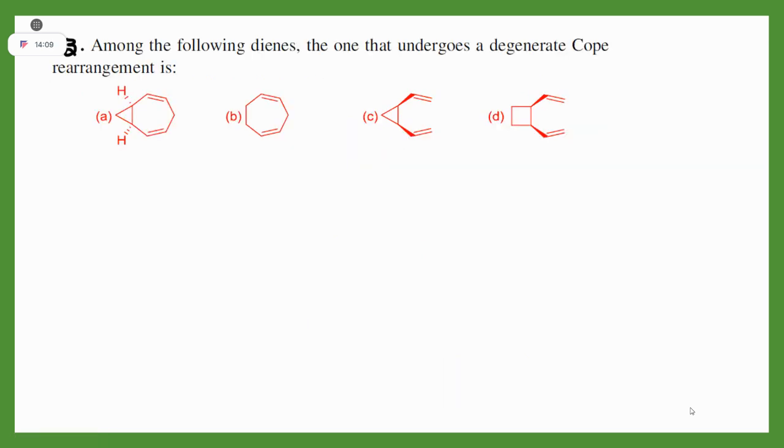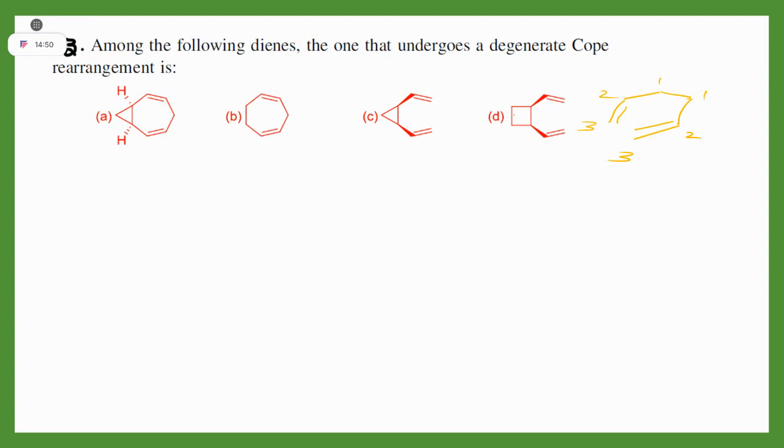So this is your problem number 3. Among the following dienes, the one that undergoes a degenerate Cope rearrangement. Before solving this question, I hope you all know what a Cope rearrangement is. If you get a system like this, a basic system I am telling you for Cope rearrangement. Okay, one, two, three, one, two, three. So this system is your substrate for your Cope rearrangement because all the atoms are carbon only, right?